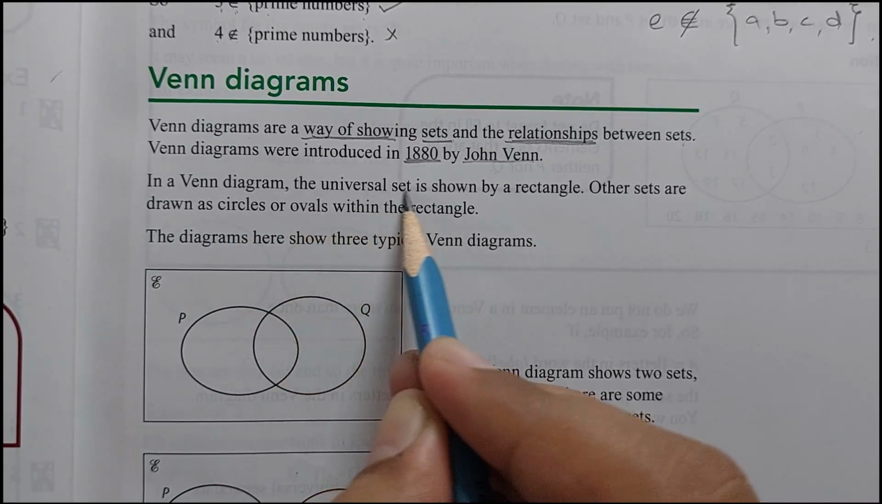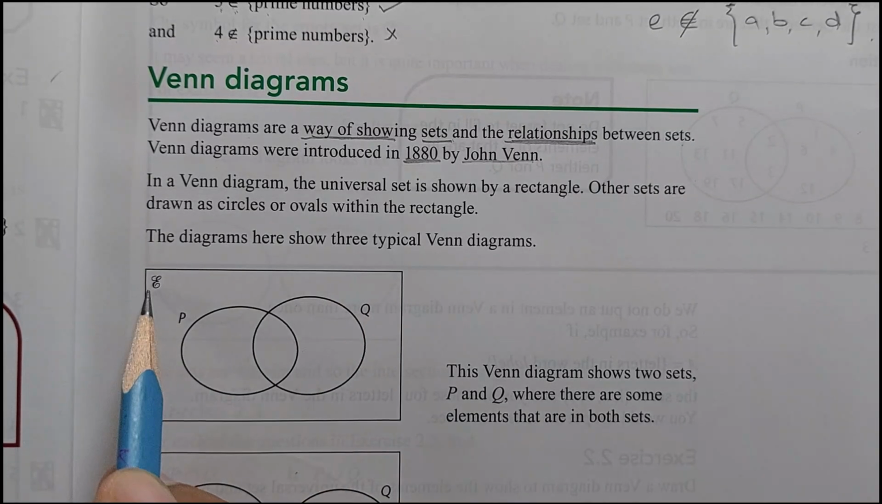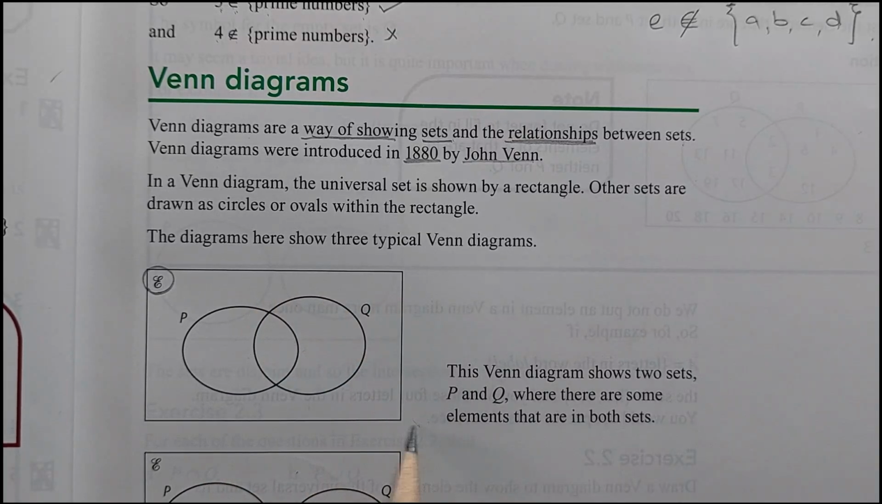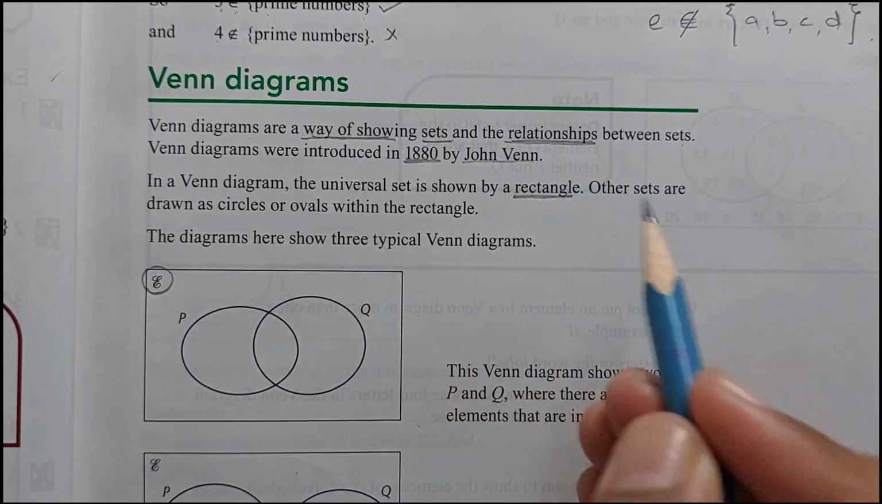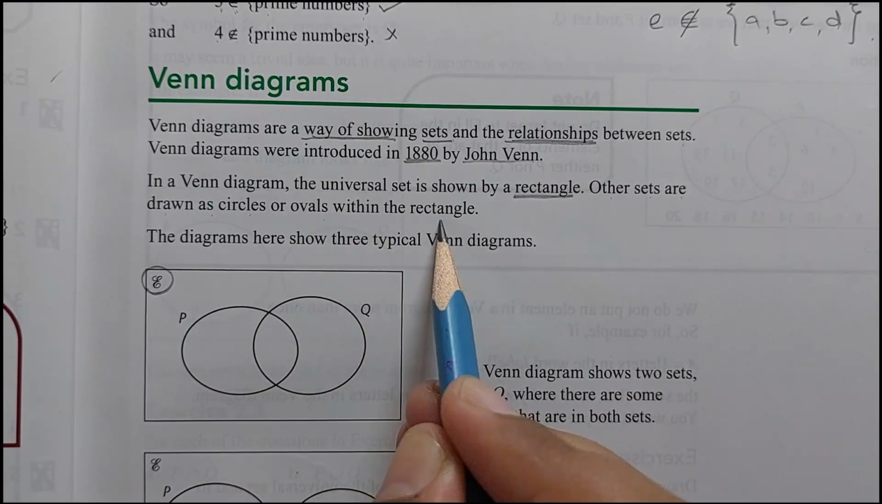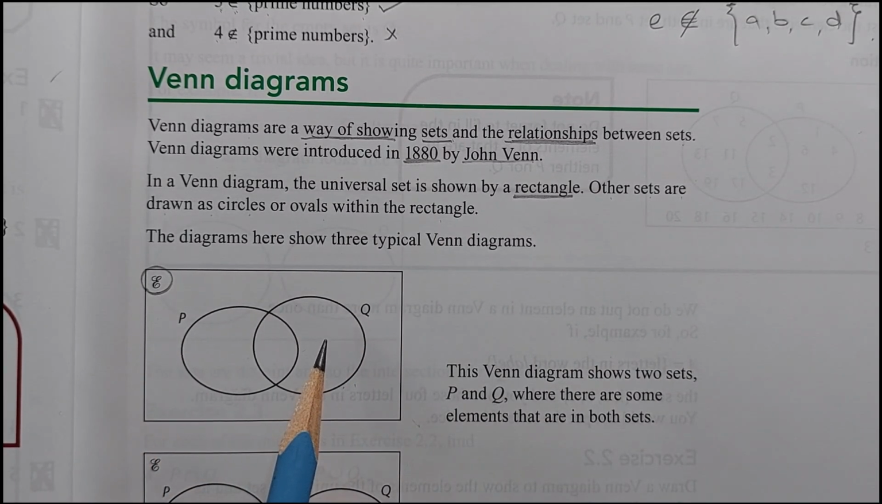In the Venn diagram, the universal set is shown by a rectangle. So this is a universal set. I told you in the previous video, this is the notation of a universal set. The universal set is shown as a rectangle, and other sets are drawn as a circle or oval within the rectangle. So Venn diagrams basically show the two sets or a relationship between the two sets.